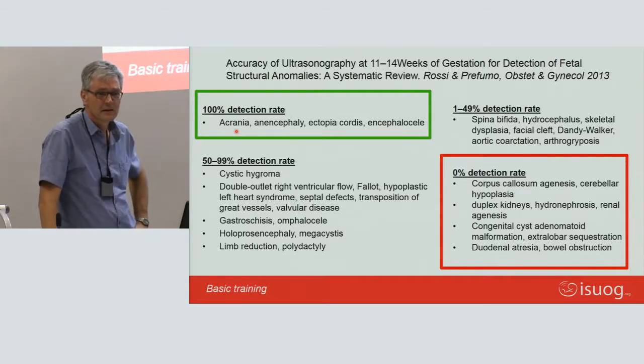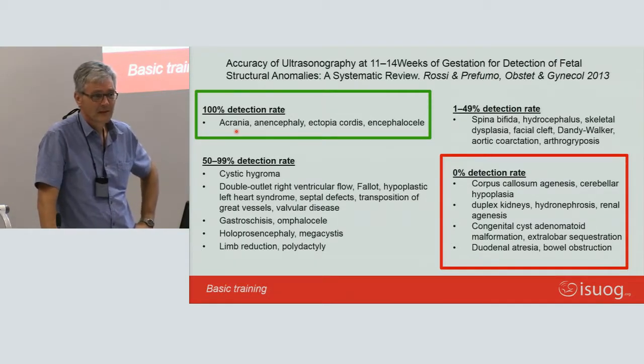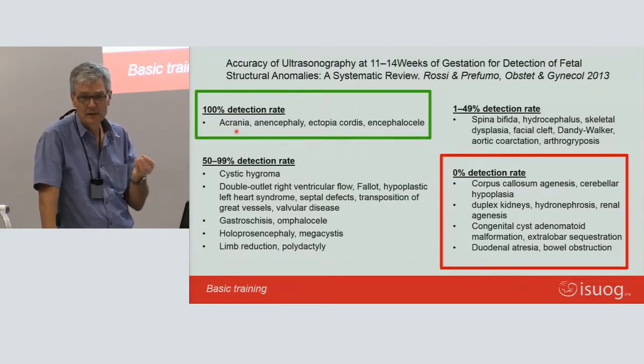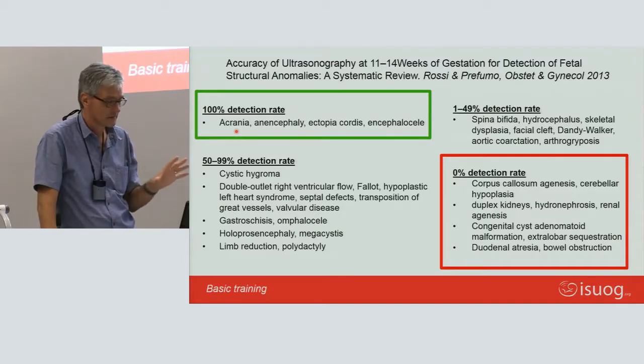Ectopia cordis, who's had Latin at school? Well, the heart sits outside the chest, so that should be easy to see. And encephalocele, and of course there can be tiny encephaloceles, but any huge encephalocele we should be seeing.